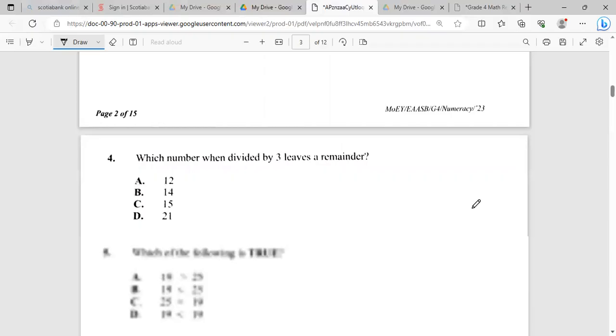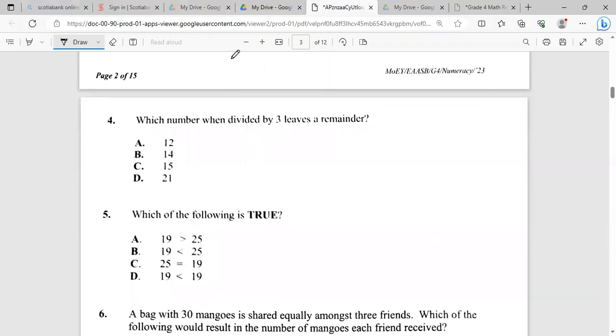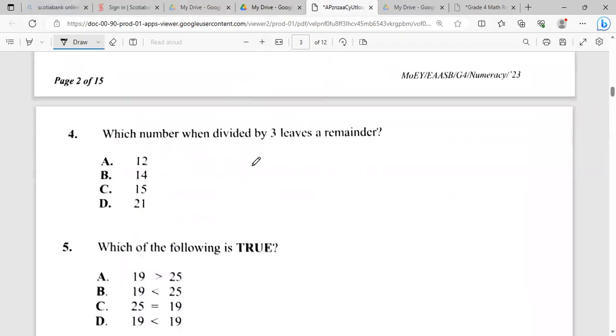All right. Which number when divided by 3 leaves a remainder? So are we looking at which of these numbers when I divide it by 3, it leaves a remainder? 3 into 12 goes exactly 4 times. So that would be 14. We leave a remainder of 2.